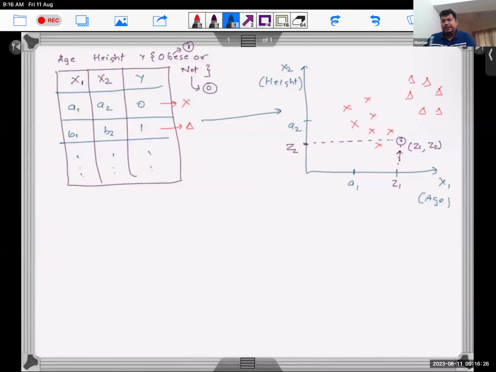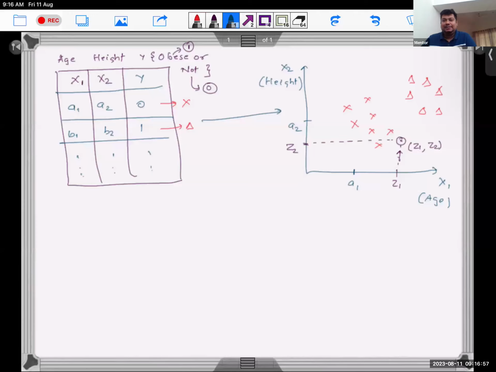I want to figure out for Z1, Z2, if it is an X or a triangle. Now, don't think of nearest neighbors. I'll pose a question. By looking at this, do you think I can draw a line to separate X's and triangles? Yes. Okay. So where have you seen that line being drawn?